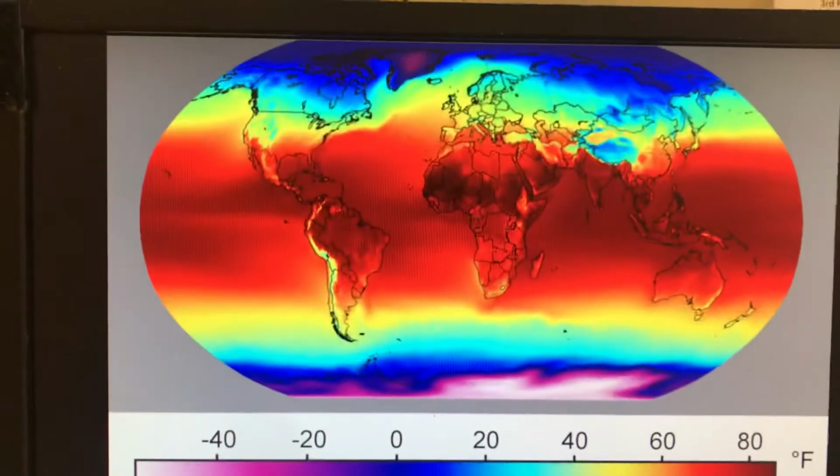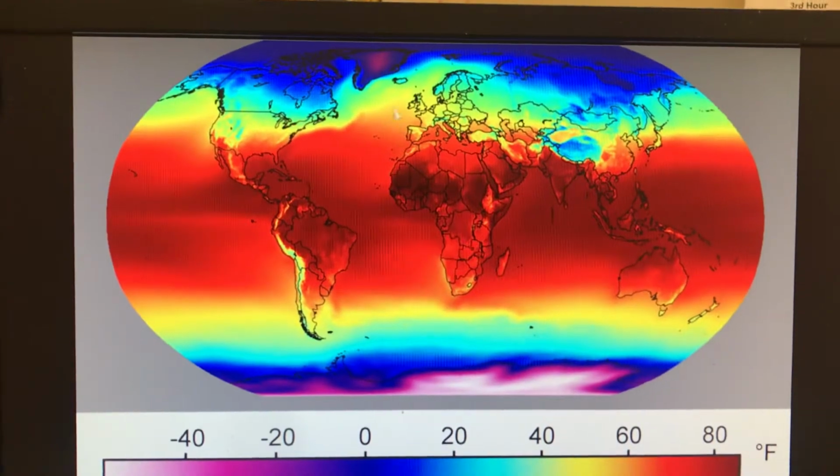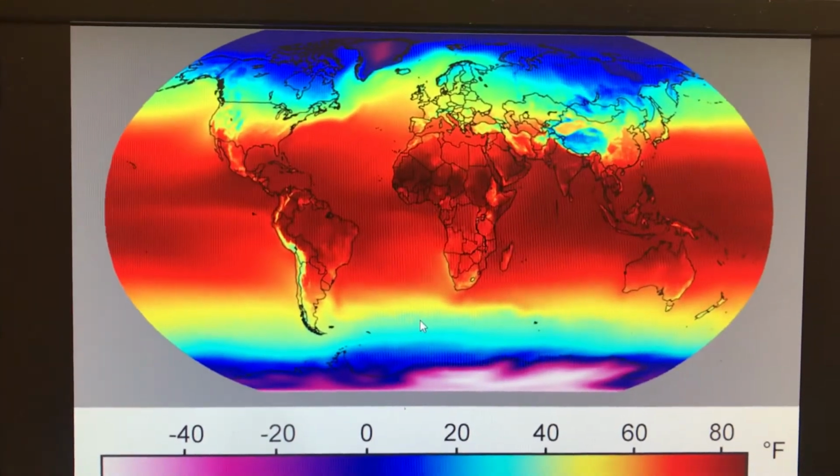That can be seen here, of course, right? The hottest temperatures are around the equator. As you go north or south, temperatures decrease. That's a big point, right? But what else do we see? Well, the biggest thing is this.